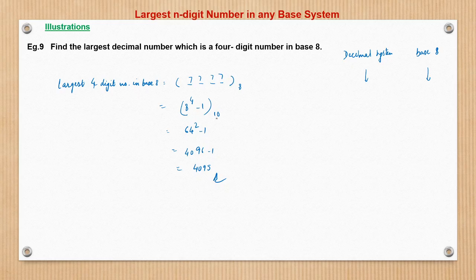Otherwise you can expand also 8 cube into 7 plus 8 square into 7 plus 8 into 7 plus, that way. That is very tedious. This is a very simple process. We can get the largest 4-digit number.